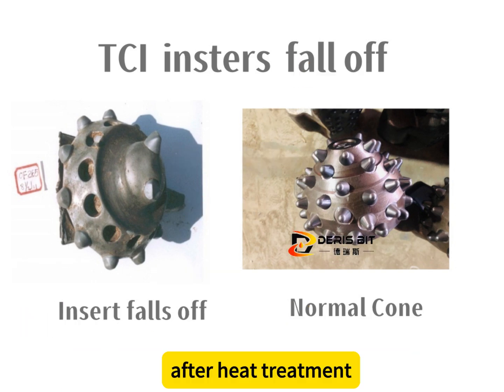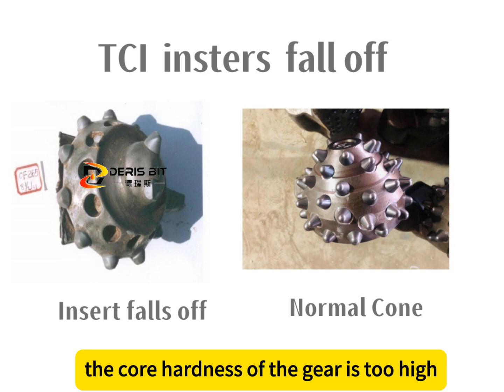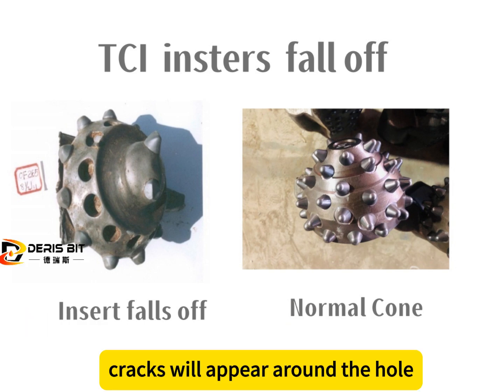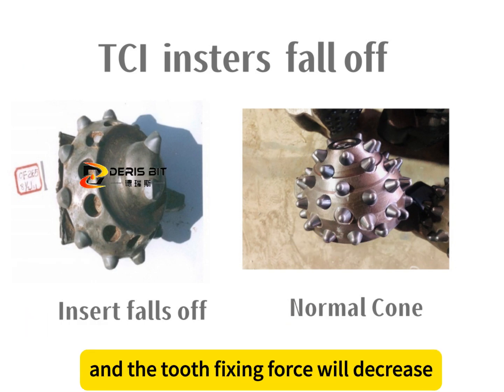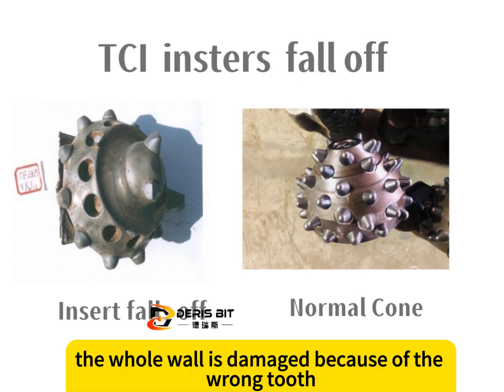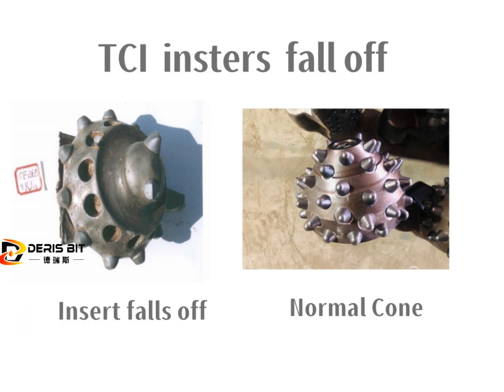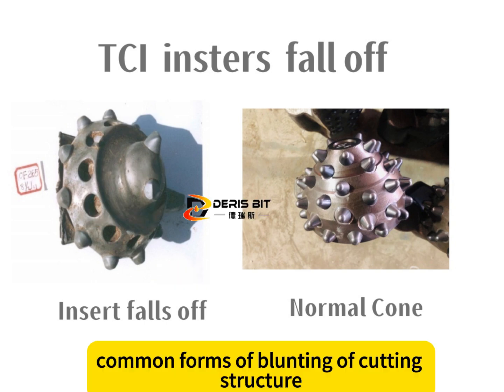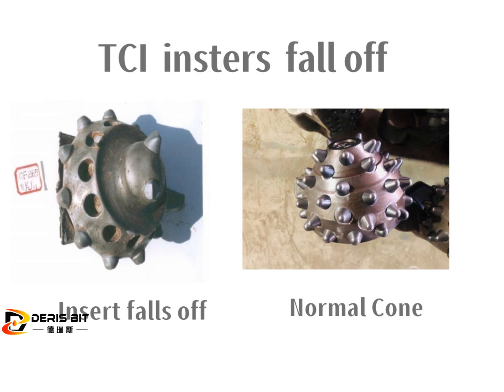Sometimes, it is because the cone steel is too soft, the cone has not been properly heat treated, and the fixing force is insufficient. After heat treatment, the core hardness of the gear is too high, so that after the alloy teeth are pressed into the tooth hole, cracks will appear around the hole, and the tooth fixing force will decrease. The whole wall is damaged because of the wrong tooth pressing angle.